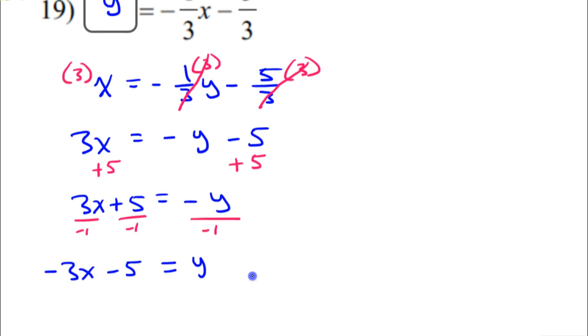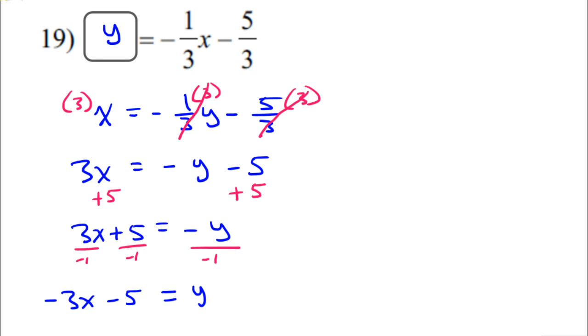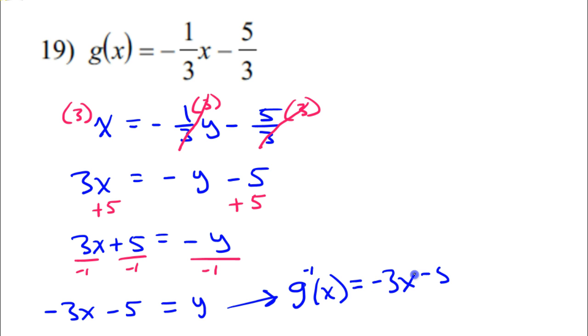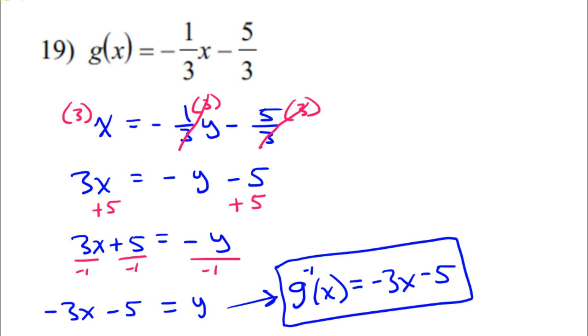So this is basically the answer, but in the beginning we didn't have y really. We had g of x. So in the end we're not going to use y, we're going to use g of x again. However, to show that it is now the inverse, not the original function, we put this little negative 1 on it. That means it's the inverse of function g. So here's the original function g. The inverse function is negative 3x minus 5. So that would be your final answer for number 19.